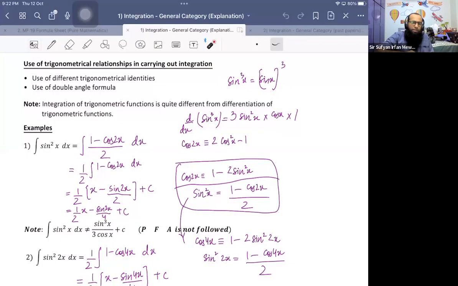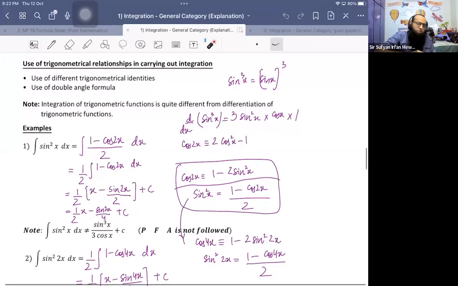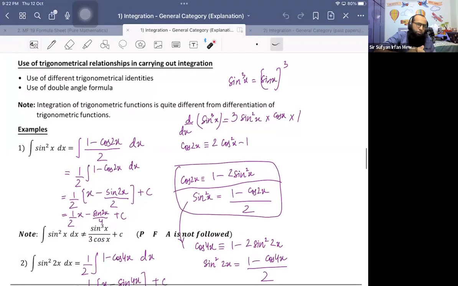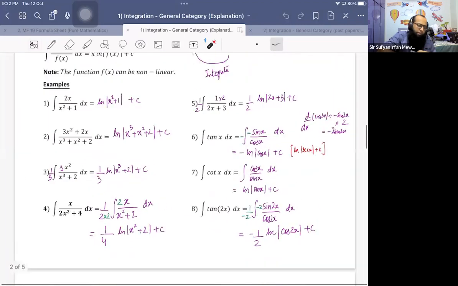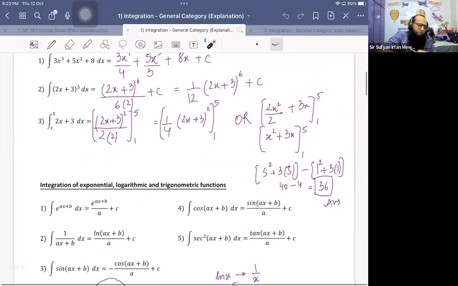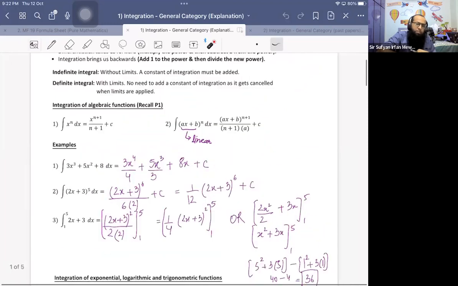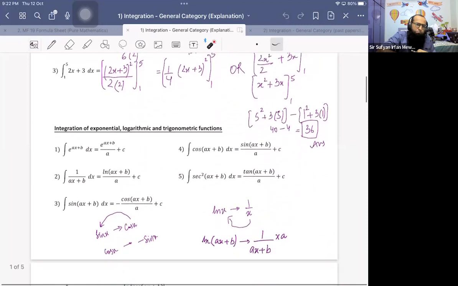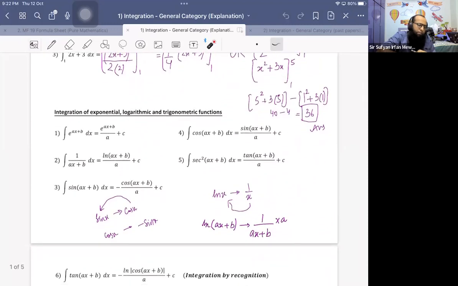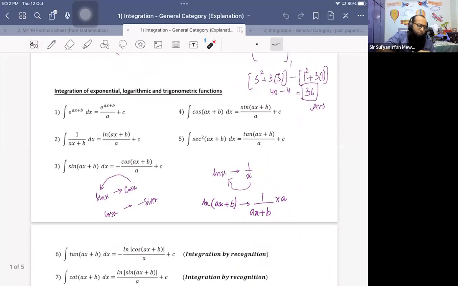All right, let's begin with the class. Inshallah, we are going to resume the integration general category. In the last class we covered different aspects of integration. We reviewed P1 integration, then we did the integration of exponential, logarithmic, and trigonometric functions. Then after that, I covered a few examples of those as well.